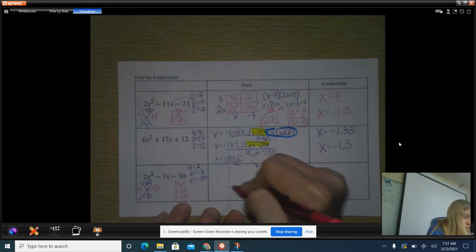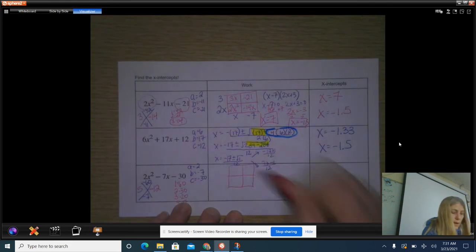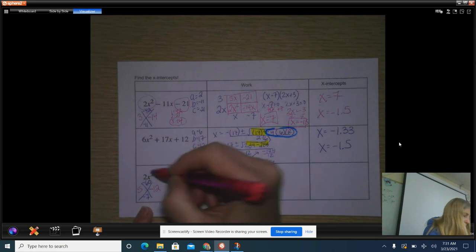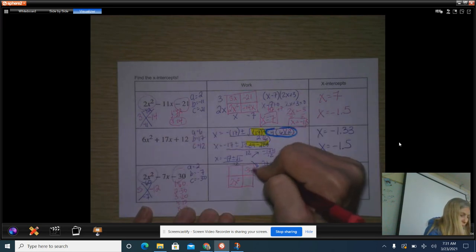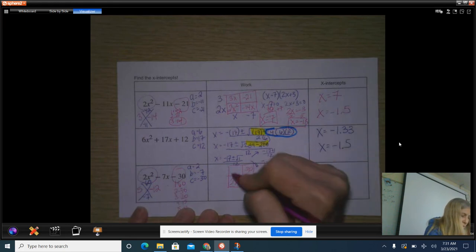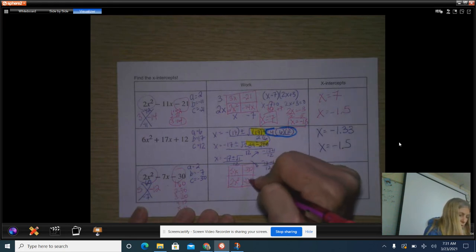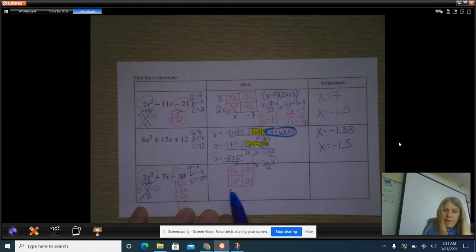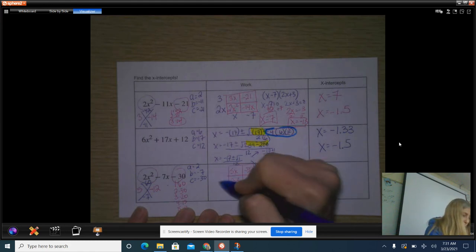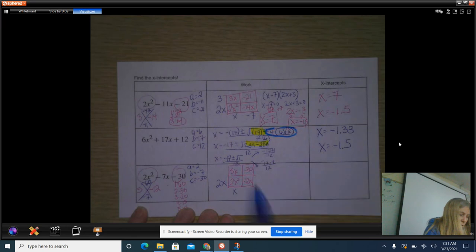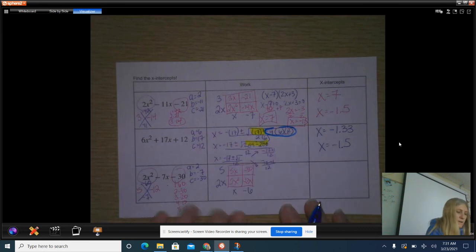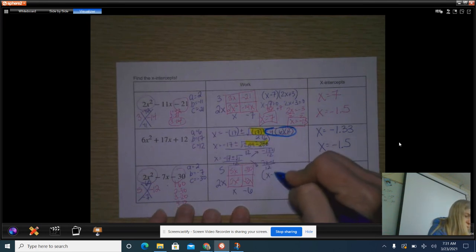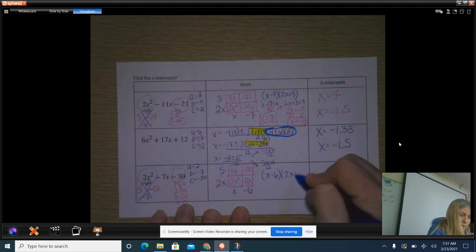Now we go ahead to our generic rectangle, and we have our 2x squared in the bottom left. We have our negative 30 in the upper right, and we split our negative 7x into 5x minus 12x. I have evens going this way, so I'm going to be able to take out 2x. That makes this an x. 2x times negative 6 gets negative 12x. And x times 5 gives me 5x. So my product form is x minus 6 times 2x plus 5.